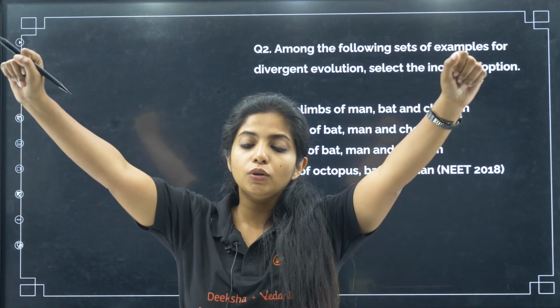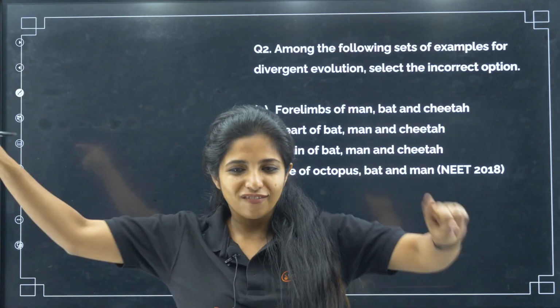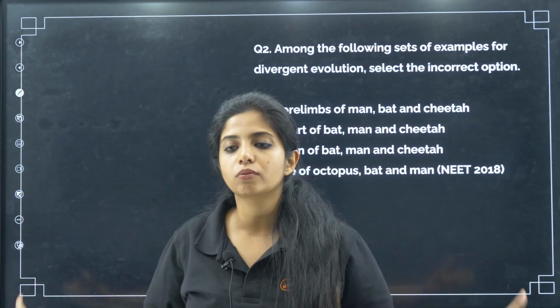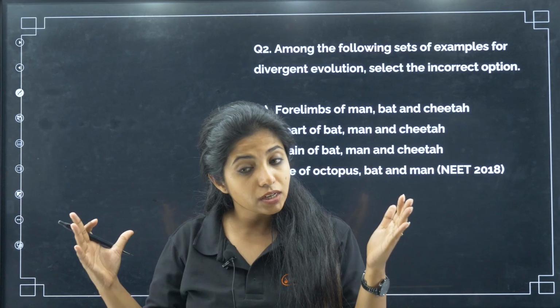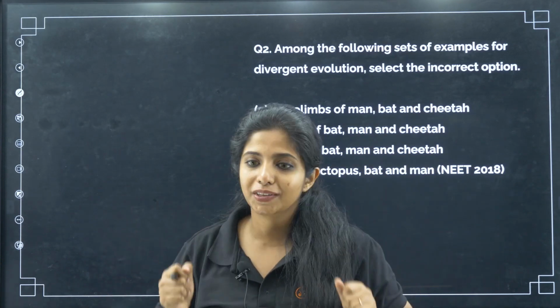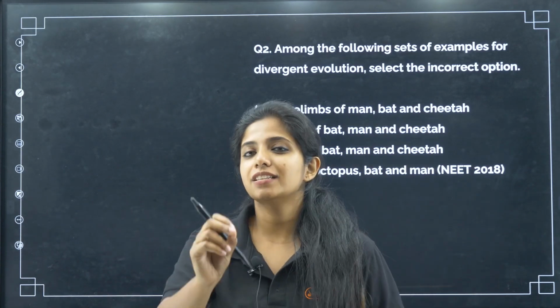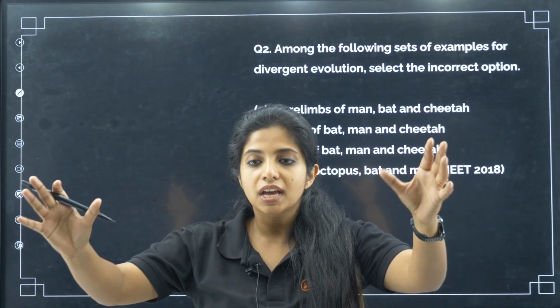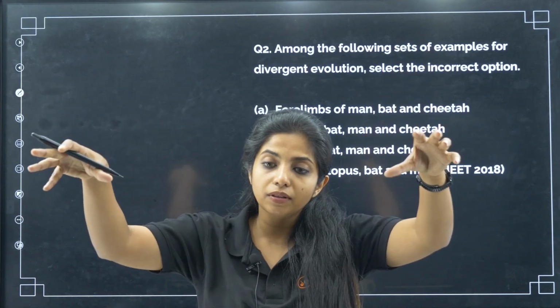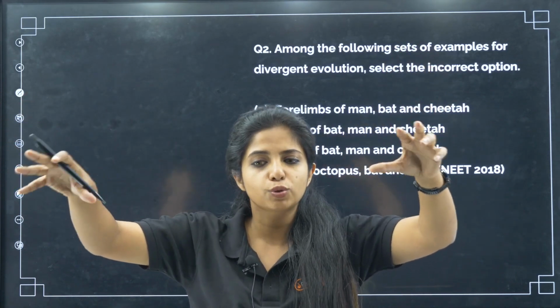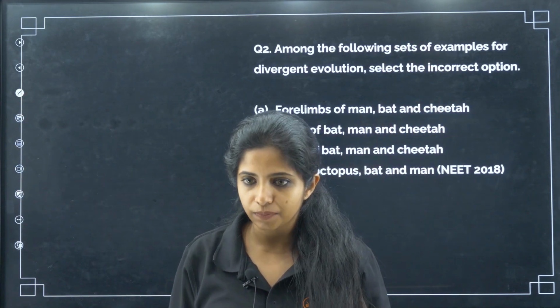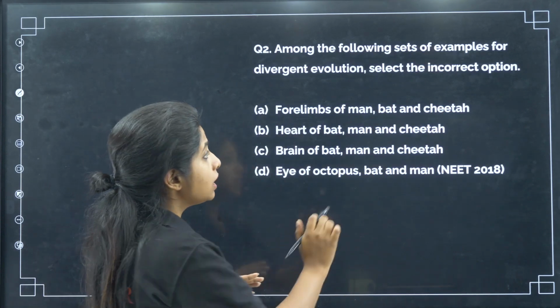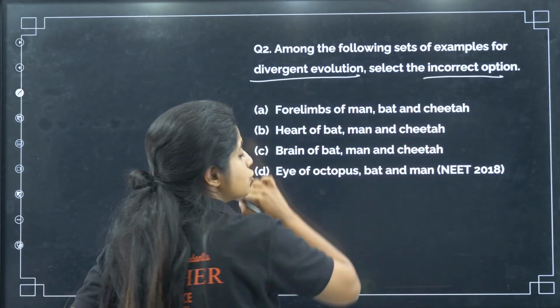But in the cheetah, they use their forelimbs for running. What do we do? We dance, we eat, we do whatever we want with our forelimbs. Functions are different? Yes. Structurally is it the same? Yes. Do we have a common ancestor? Yes. This is divergent evolution. They just diverged, and whatever habitat they landed up in, they adapted to that area, which is why functionally we are different. Okay, so here you are asked about the incorrect options regarding divergent evolution.